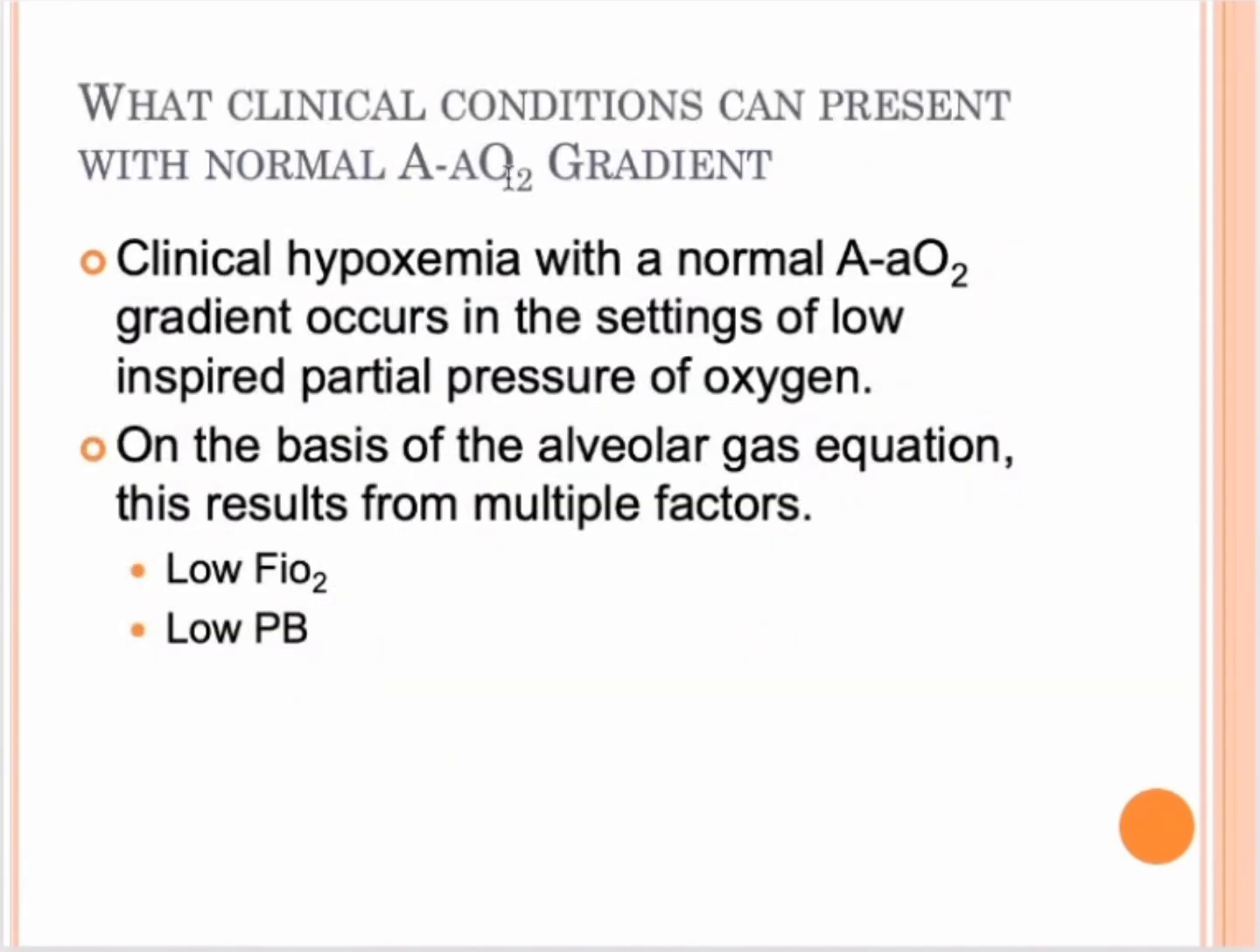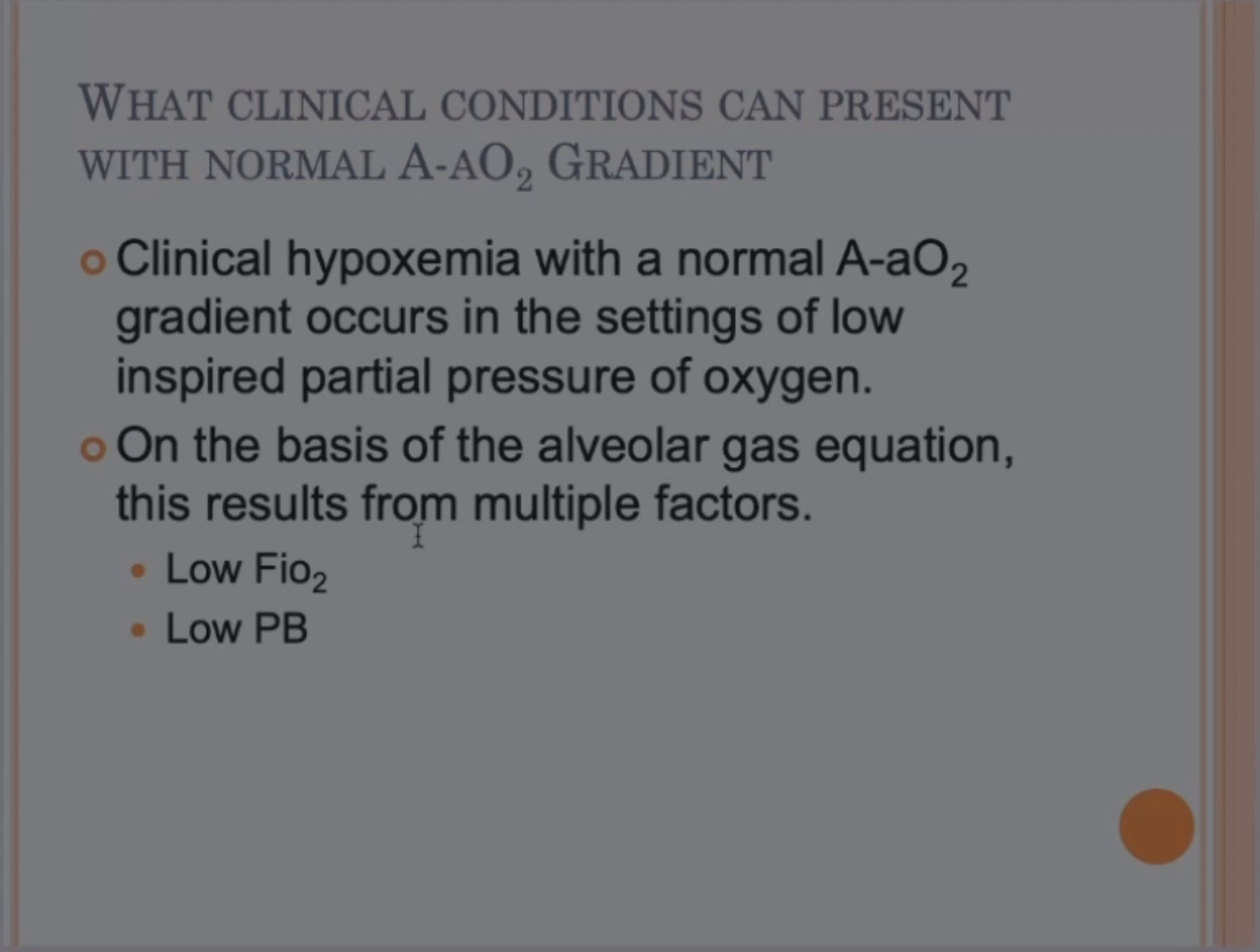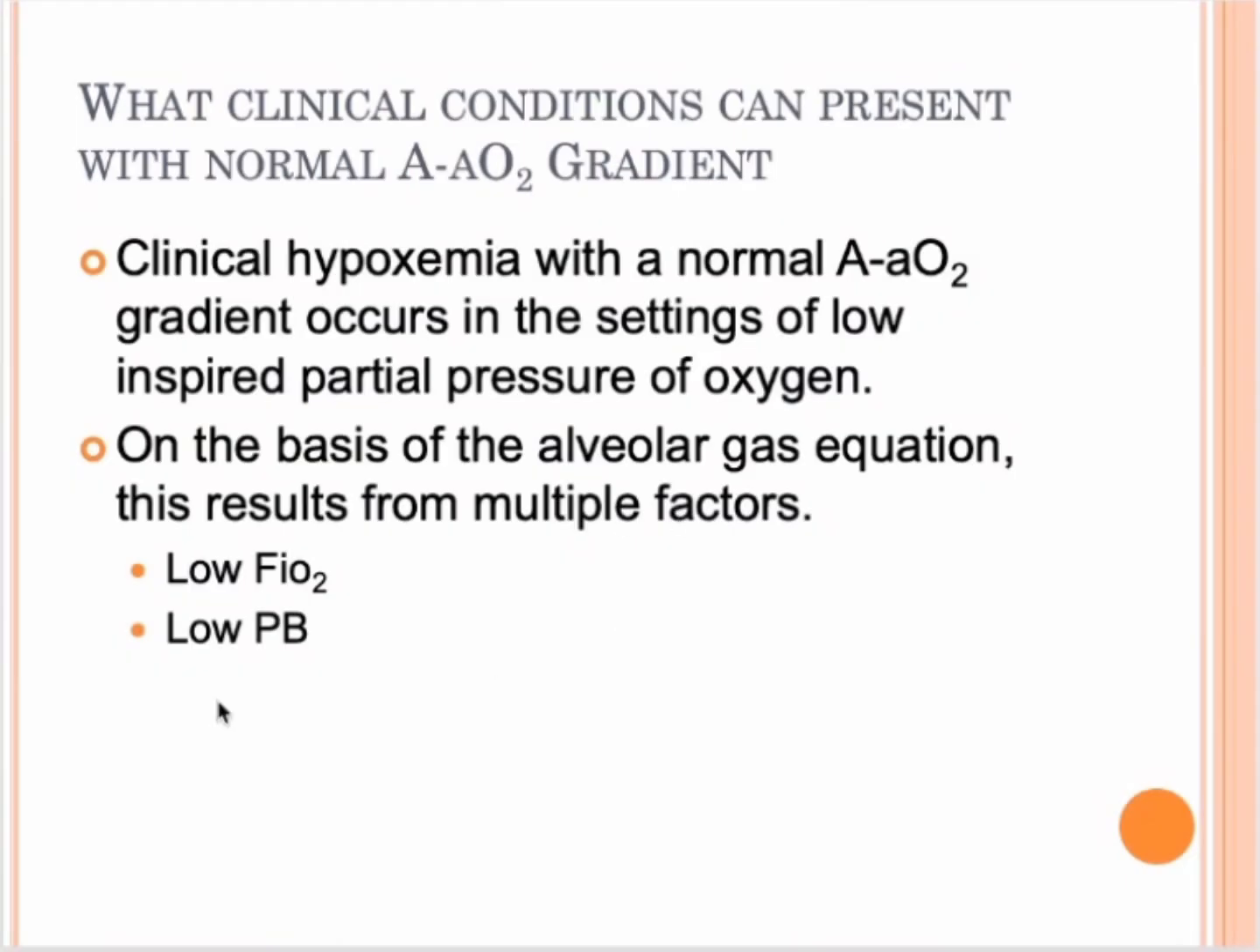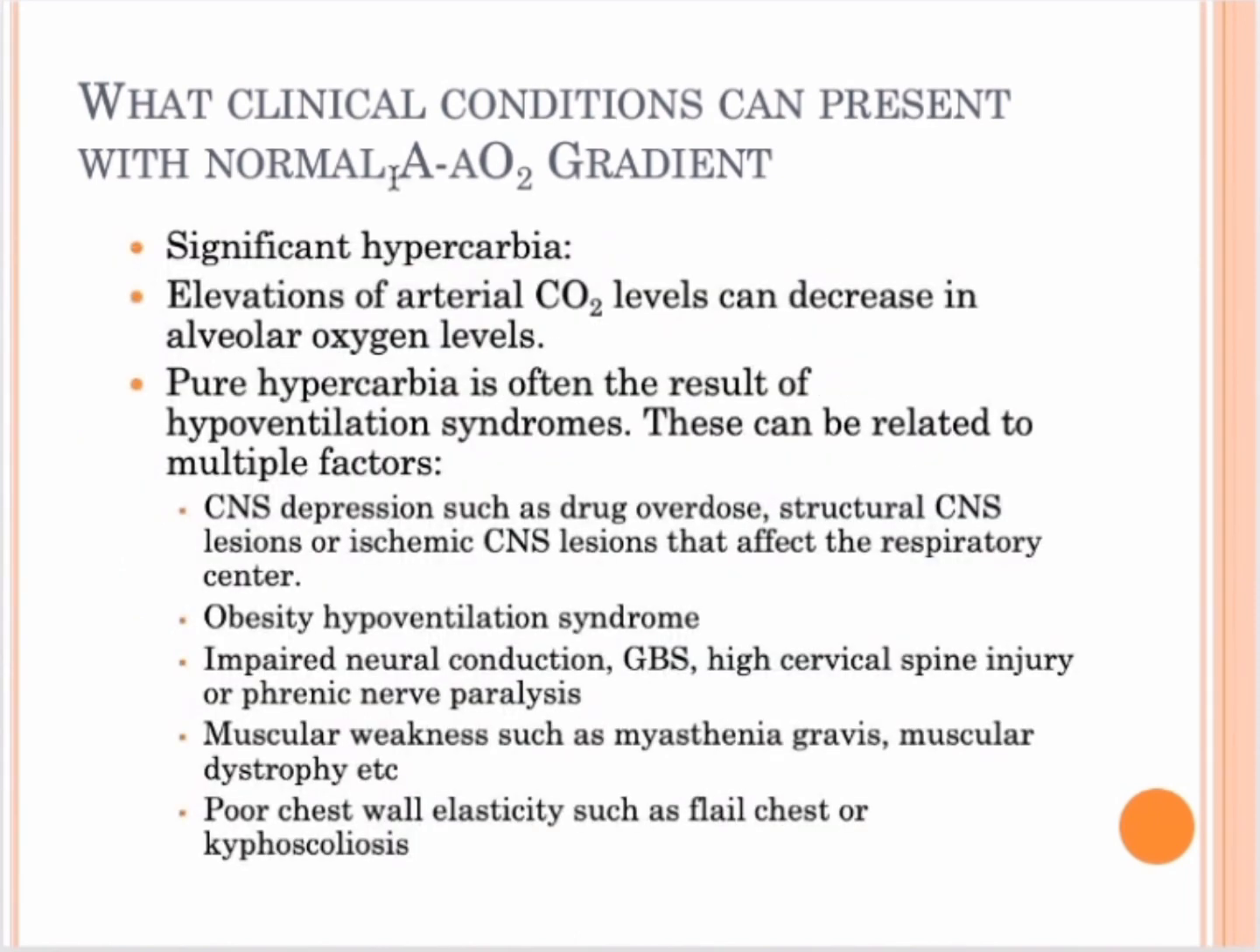If there is a normal AA gradient, clinical hypoxemia occurs in the setting of low inspired partial pressure of oxygen. On the basis of the alveolar gas equation, this results from factors like low FiO2 or low barometric pressure. At high altitude the barometric pressure decreases and the partial pressure of oxygen is low, and the patient will get hypoxemia with a normal AA gradient. Another cause of normal AA gradient and hypoxemia is significant hypercarbia.